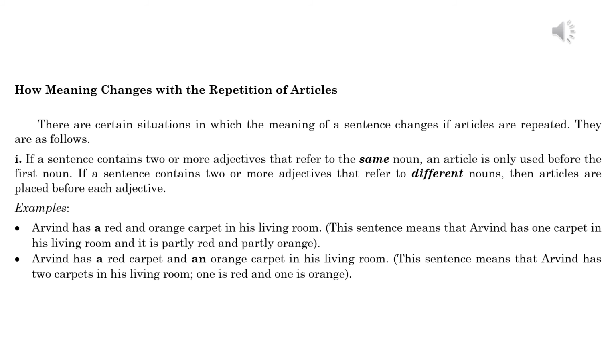Arvind has a red and orange carpet in his living room. This sentence means that Arvind has one carpet in his living room and it is partly red and partly orange. Arvind has a red carpet and an orange carpet in his living room. This sentence means that Arvind has two carpets in his living room. One is red and one is orange.